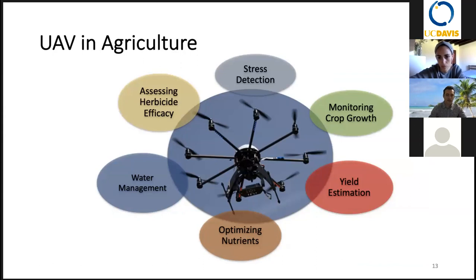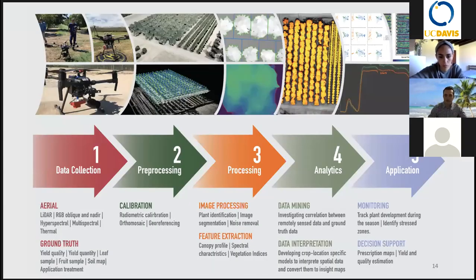It can be used for different applications: stress detection, monitoring the growth, estimating yield, which is a very favorable application these days, optimizing nutrition by detecting nutrition stress, optimizing water application by finding the water stress or well-watered areas, and applying herbicide and pesticide in a precise manner. Okay, so that was an introduction.